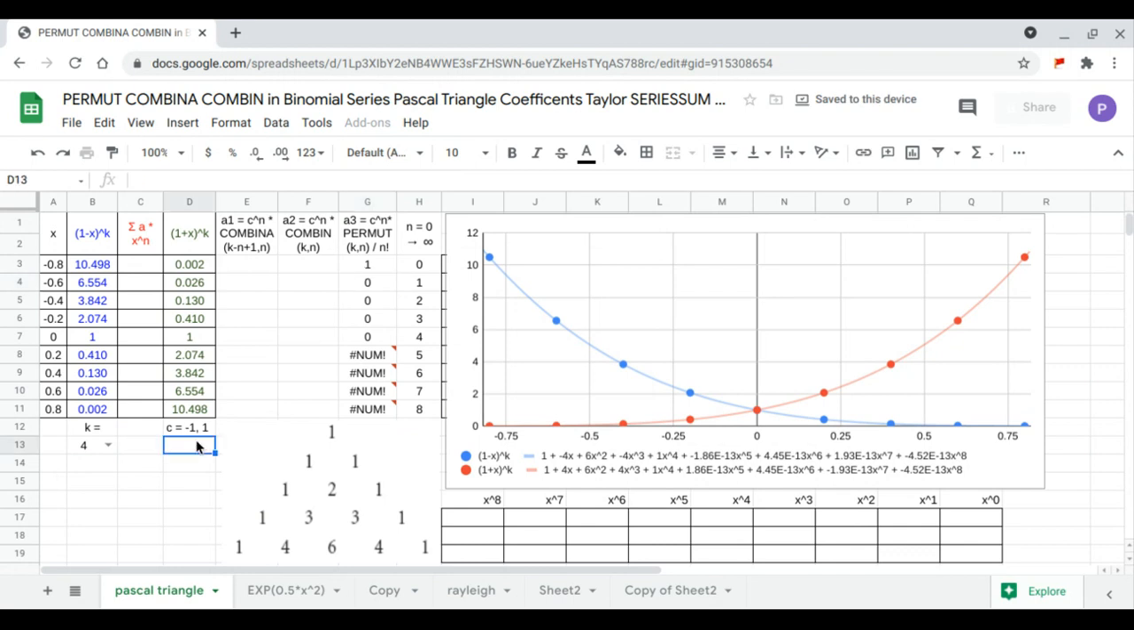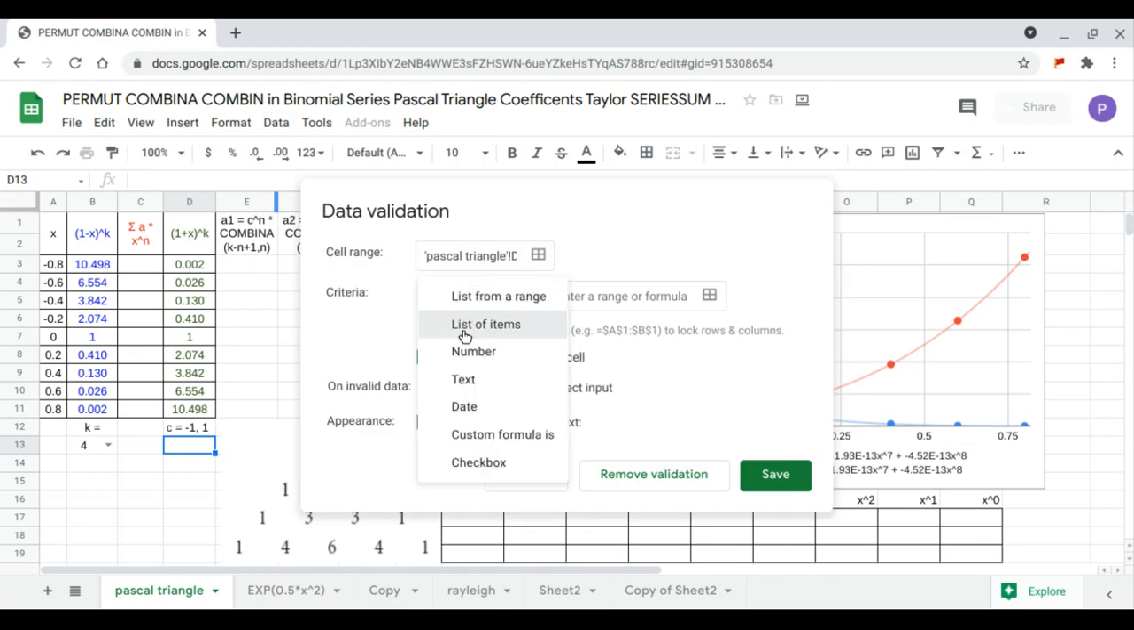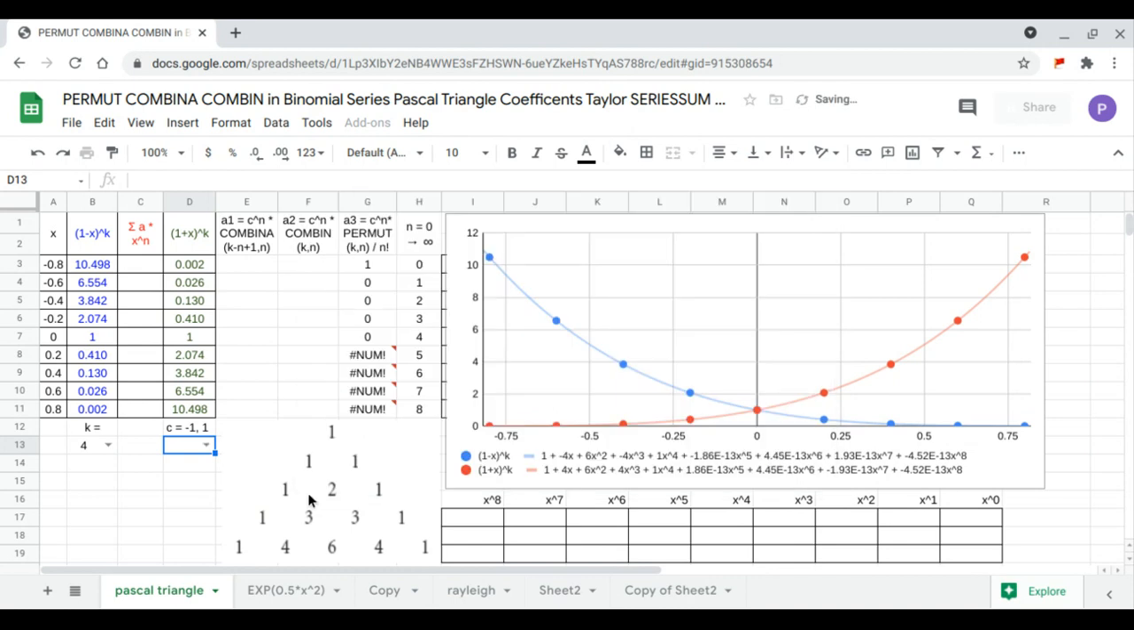Now the value of c. We have no value of c, so data validation. List of items. -1 if it is for 1 minus x to the power k, the blue one. And +1 if it is 1 plus x to the power k, the green one. And save. So the value of c will be -1 or +1. They're all positive. If it's negative, there's an alternating sign.